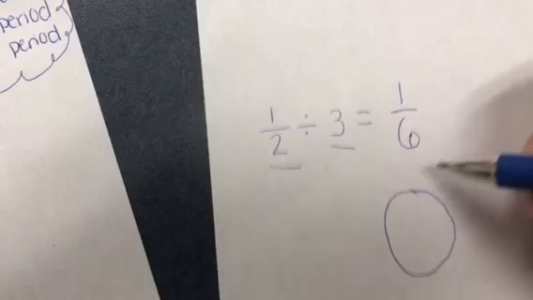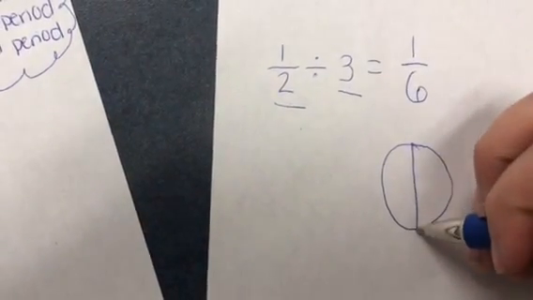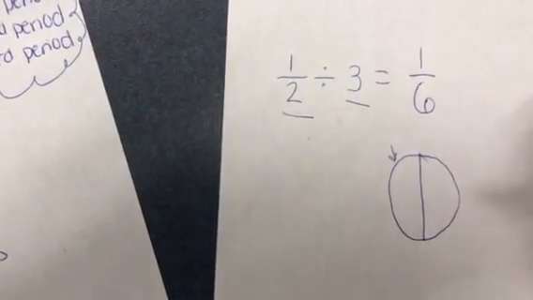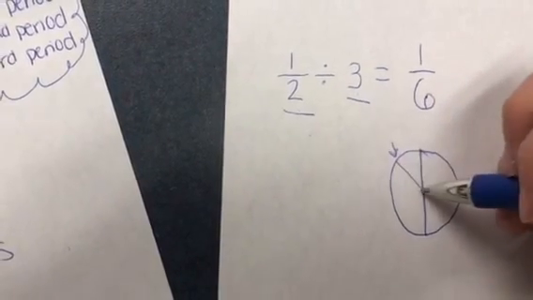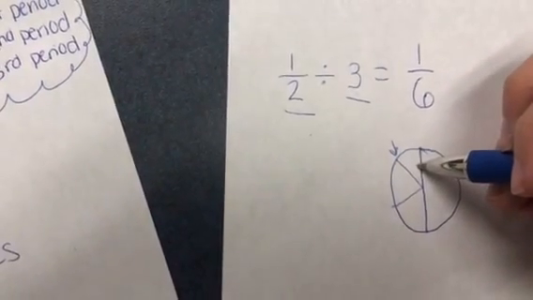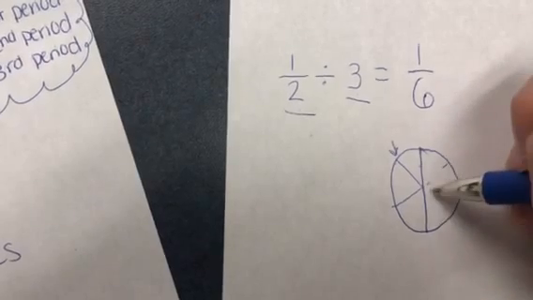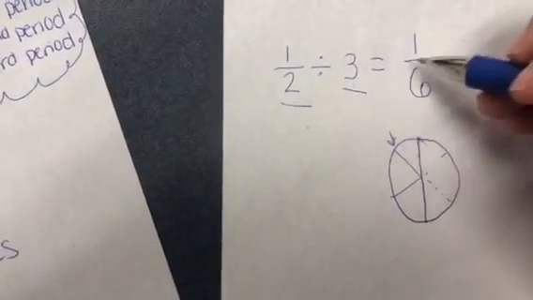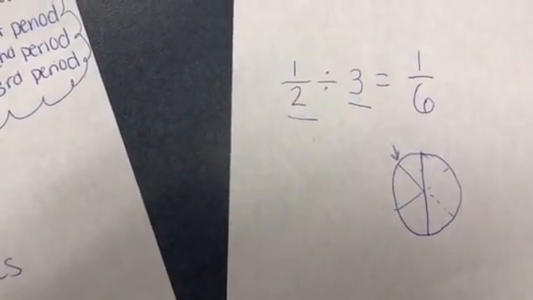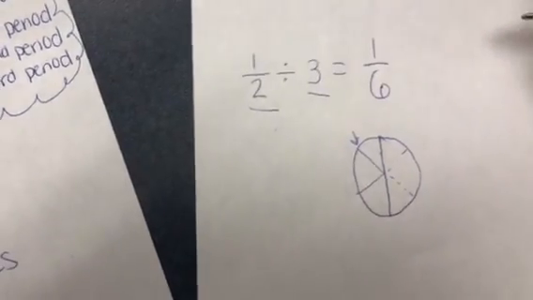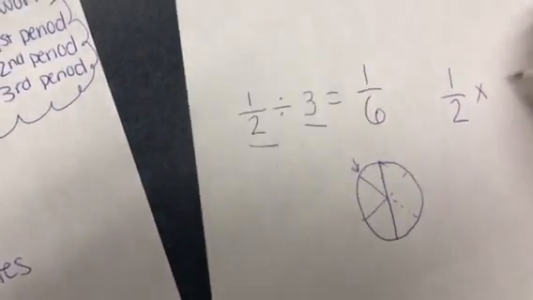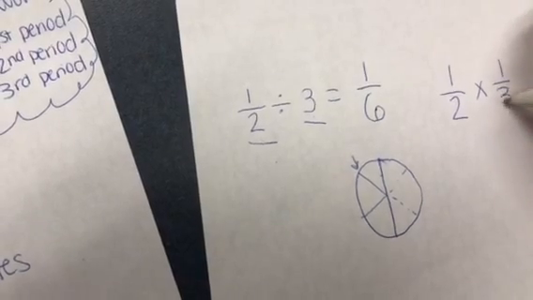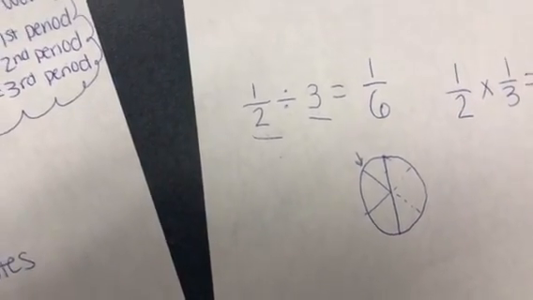If we have a whole and we break it into a half, we're only focused on this half of our picture. If I further break that into 3 parts, each of these parts represents 1/6 of the entire whole. So our answer comes to 1/6. So when we get into keep, change, flip, which is what we're going to start talking about today, they need to understand why they can do 1/2 times 1/3 to get 1/6.